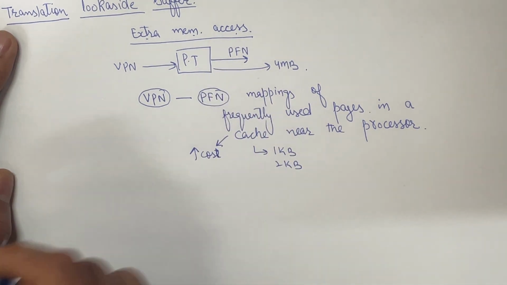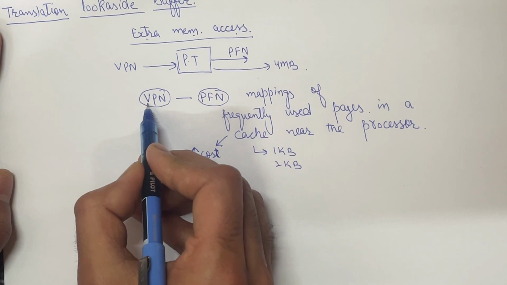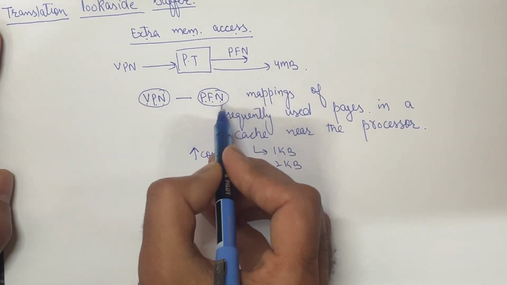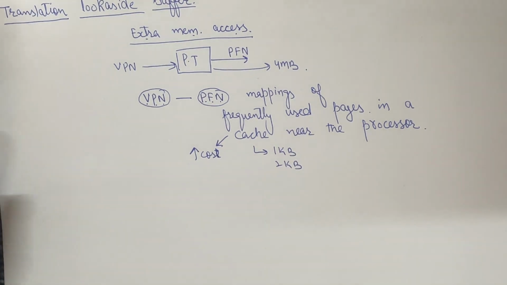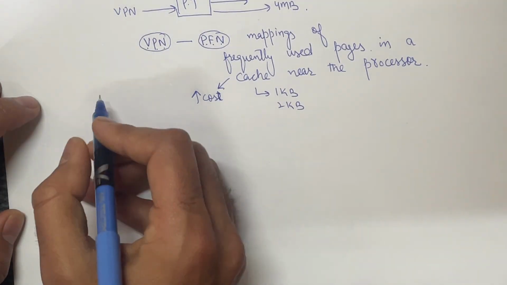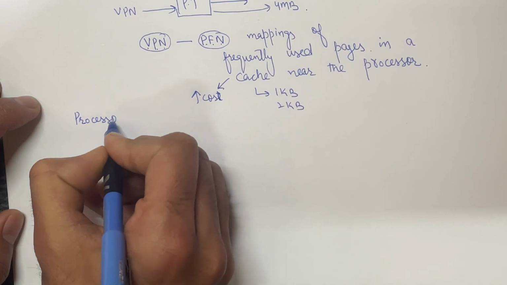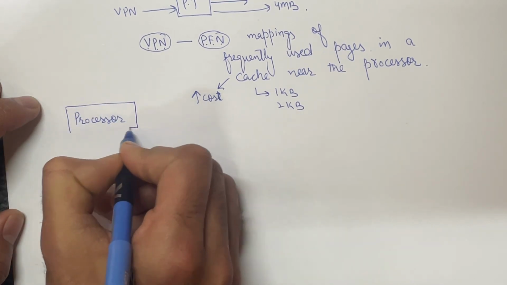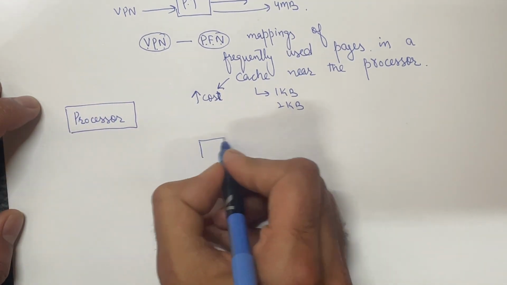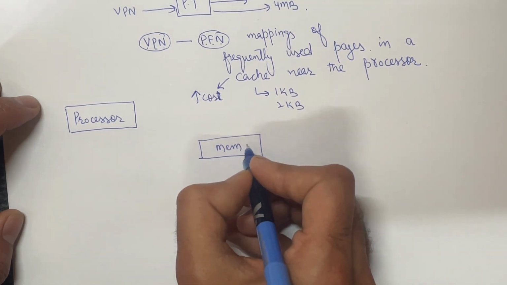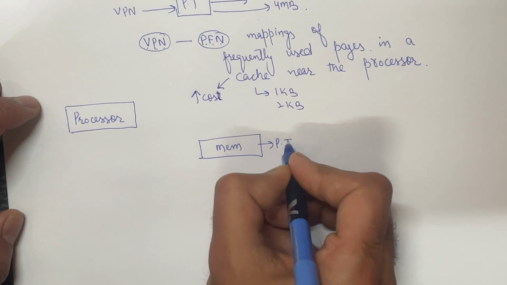So we cannot store the entire page table in the cache. Instead, we will store the virtual page number to physical frame number mappings of some of the frequently used pages in a cache. What will be the advantage? We have a processor, and this is the memory, and this memory contains the page table.